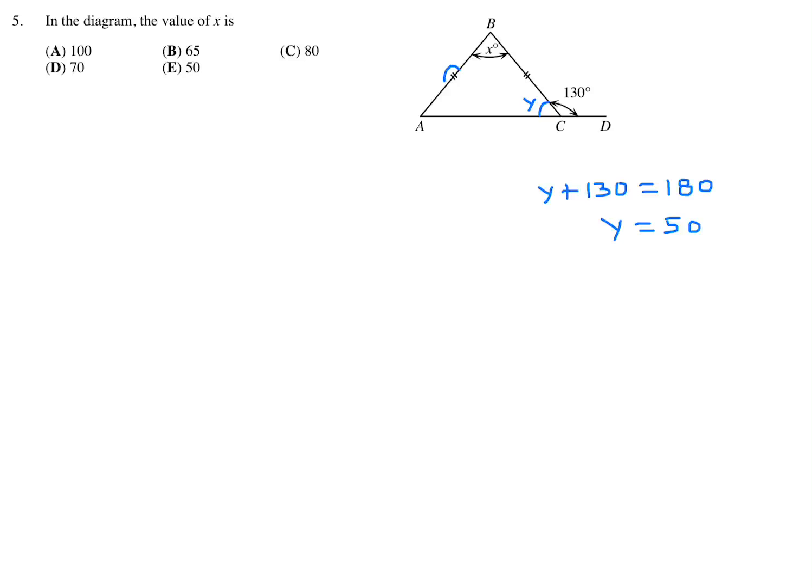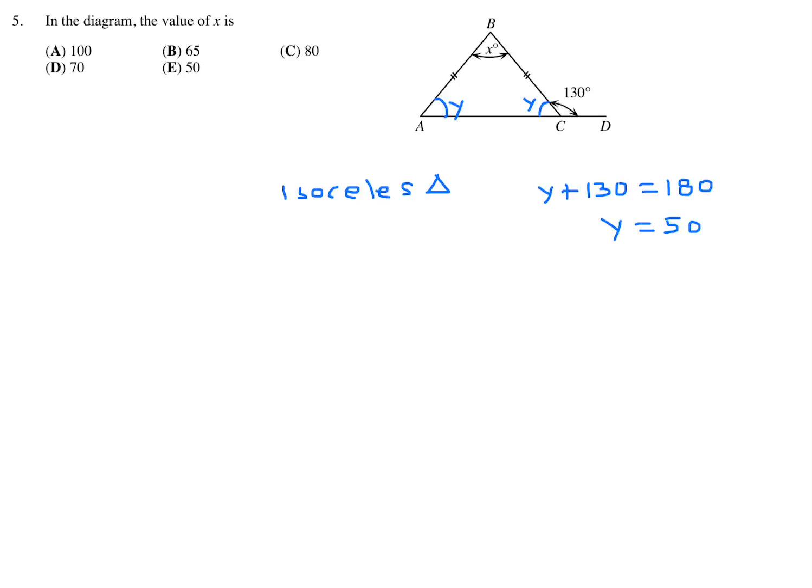Now, notice these two lines. What do those mean? They mean that those sides are equal. And therefore this is an isosceles triangle. And in an isosceles triangle, these two angles will be the same. This one and this one. So since that is y, this is also y.